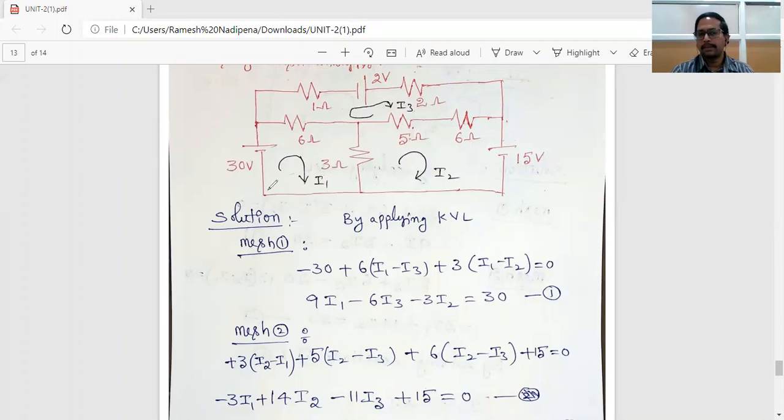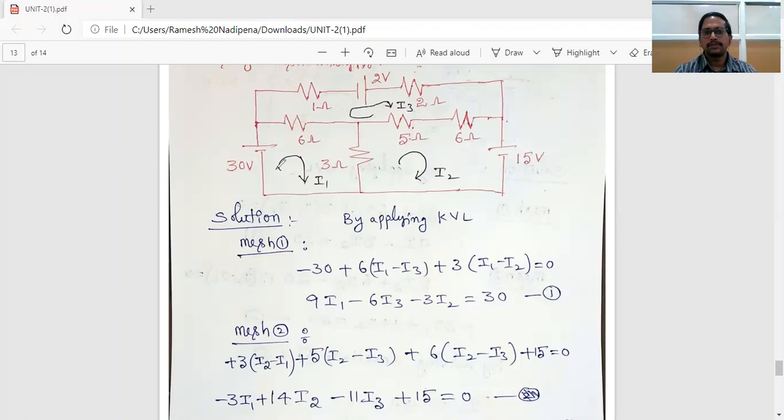Here also, the mesh currents are already assigned. So we need to calculate the mesh equations. The first two steps are completed. That means step number 3 is to apply KVL to each and every mesh of the network. That is step number 3.